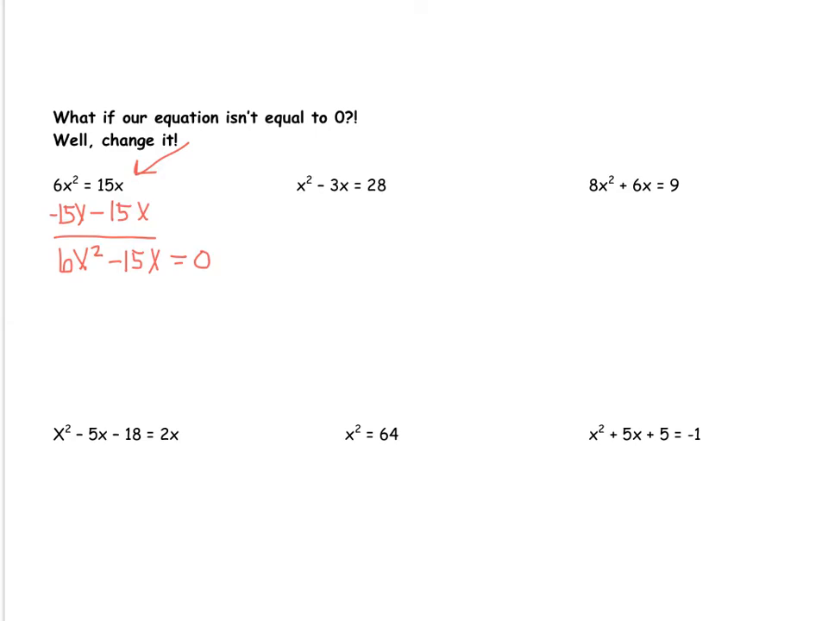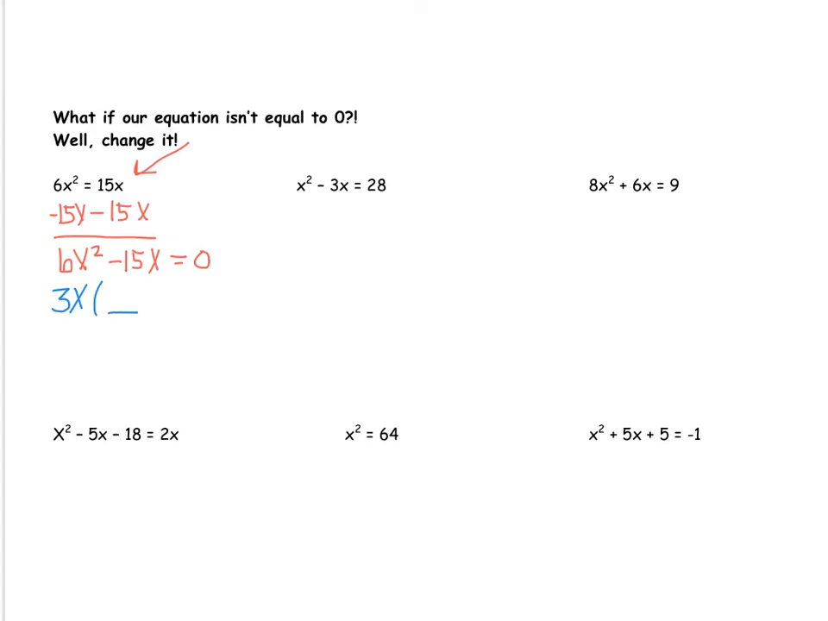So now we have a problem just like we did yesterday. When you are doing these, very first step is look for a greatest common factor. So I'm going to look at 6 and 15. The largest factor between 6 and 15 is 3. So I'm going to take out a 3. Now notice 6x squared has 2 x's, 15x has 1 x. So they each have 1 x. So I'm going to factor that out.